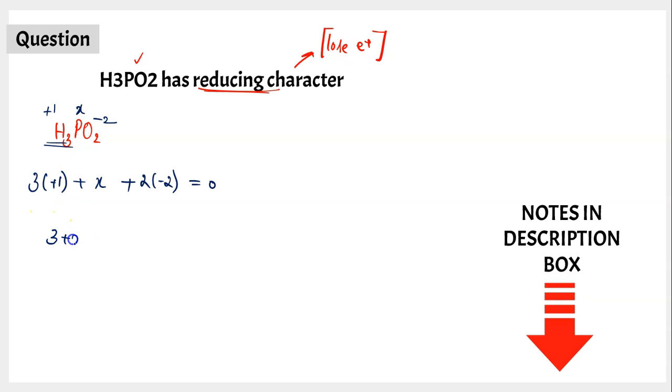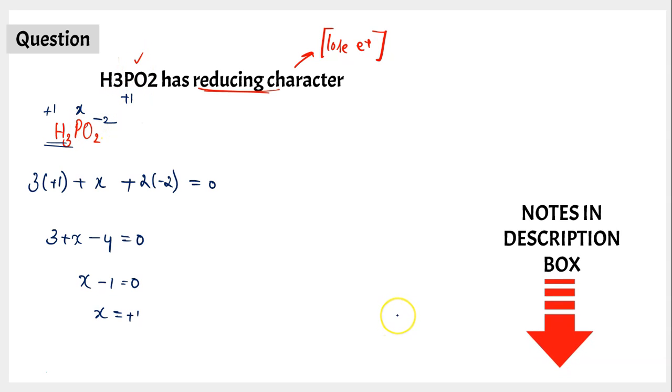Which means 3 plus x minus 4 is equal to 0. Which means x minus 1 is equal to 0 and x is equal to +1. The oxidation state of phosphorus in H3PO2 is +1. But when you look at the group number, phosphorus belongs to group 15 and the maximum oxidation state feasible is +5. In this current molecule, phosphorus is existing at +1 oxidation state, but you can bring it maximum to +5. And how can you get +5 oxidation state from +1?